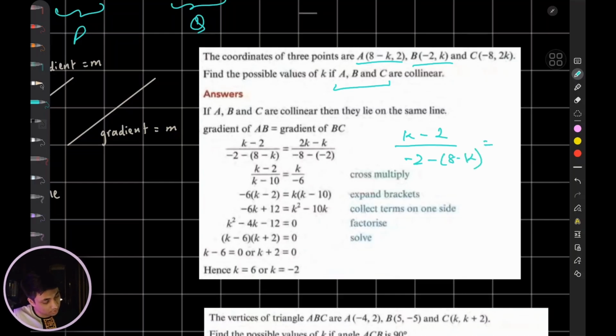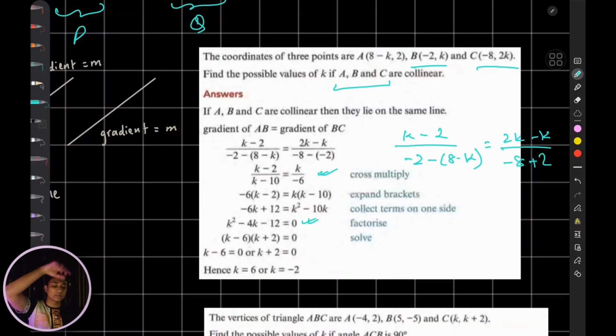This is going to be equal to B and C. So B and C: take 2k minus k divided by minus 8 plus 2, right? So when you open the brackets you're going to get up till this. Now what do you do? You're going to use cross multiplication and you're going to get ultimately a quadratic equation when you simplify everything. Now, fairly simple up till that point.